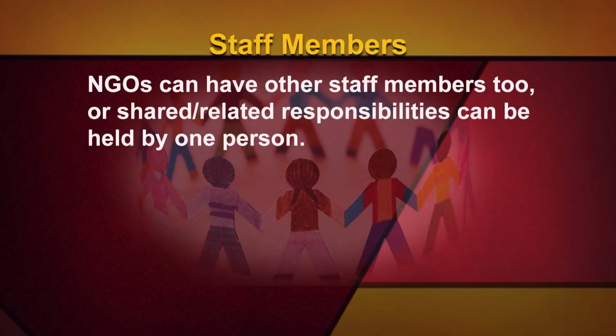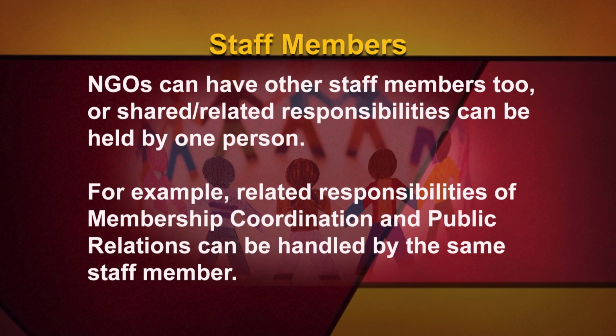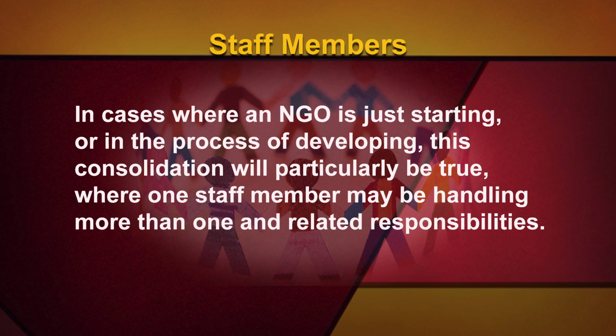The staff positions and responsibilities outlined above are not, of course, fixed. NGOs can have other staff members too, or shared or related responsibilities can be held by one person. For example, related responsibilities of membership coordination and public relations can be handled by the same staff member. In cases where an NGO is just starting or in the process of developing, this consolidation will particularly be true, where one staff member may be handling more than one related responsibility.